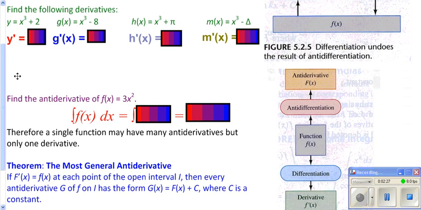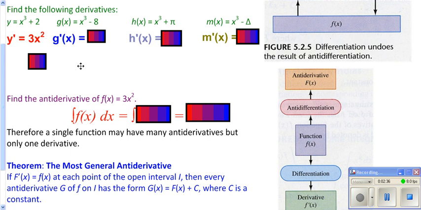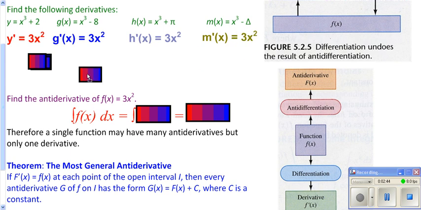Now, quickly go ahead and take your derivative of all four of these functions. You'll notice for the first one, you get a 3x squared. For your second one, you get a 3x squared. For your third one, you get a 3x squared. For your fourth one, you get a 3x squared. Those are your derivatives of your original functions.